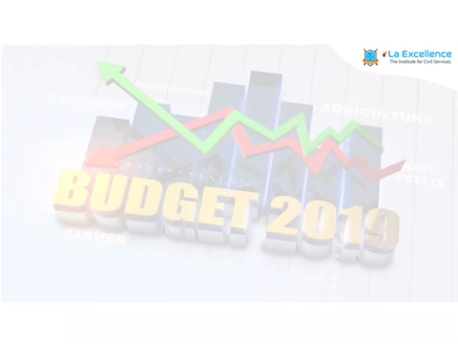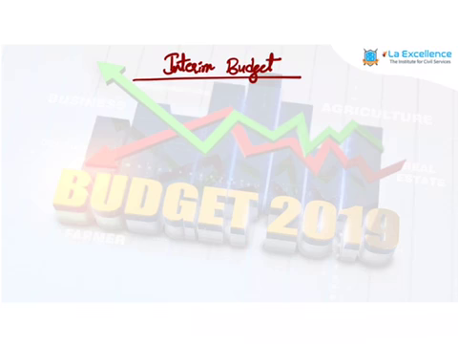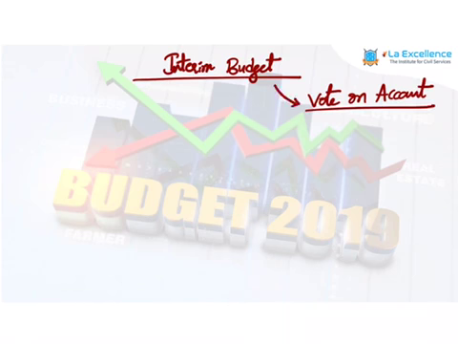If we observe, this year's budget is not a general budget. It is known as an interim budget. Why are we calling it an interim budget? And some of you might have heard this word known as vote on account. What is this vote on account? What is the difference between these two? This also we should understand. And here the meaning of interim is in between.